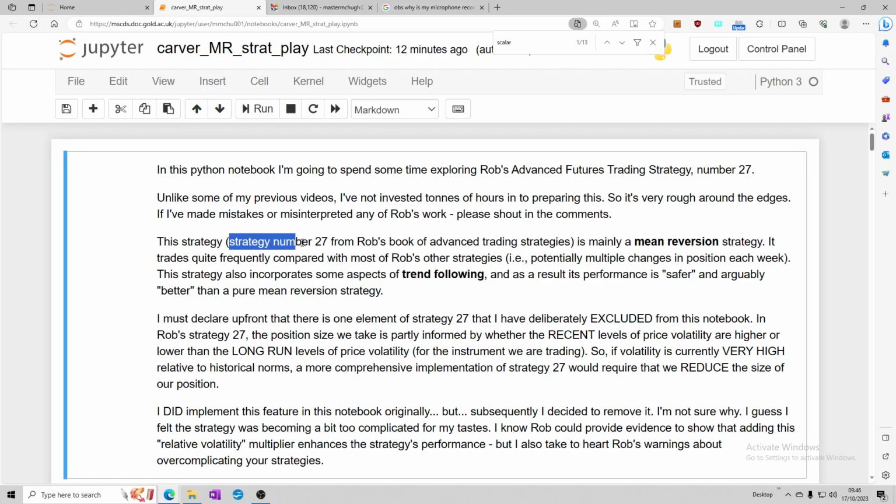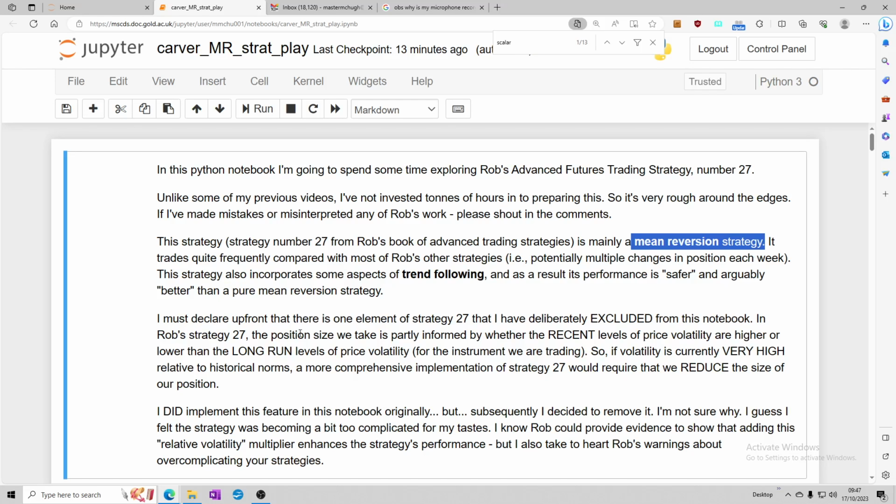This strategy, number 27 from Rob's book, is mainly a mean reversion strategy. It trades quite frequently compared with most of Rob's other strategies, i.e. potentially multiple changes in position each week. This strategy also incorporates some aspects of trend following, and as a result, its performance is safer and arguably better than a pure mean reversion strategy.